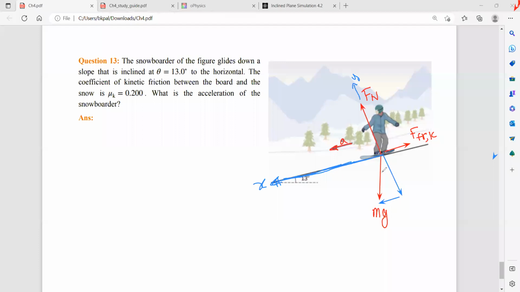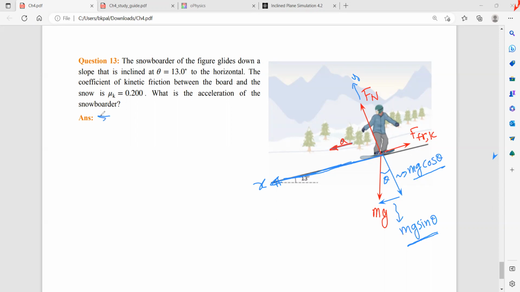Now we know that this is theta. So if this is theta, this will be mg sine theta, and this will be mg cosine theta, right? Here you see that this is parallel to the x-axis, so this is the x component, and this is opposite of the y-axis, so this is the y component. That is basically what we need to understand. Now, similar to what we did earlier, we have to use the x and y equations.